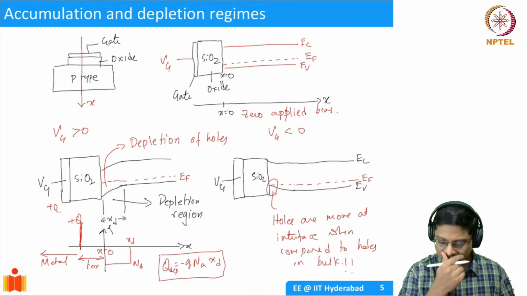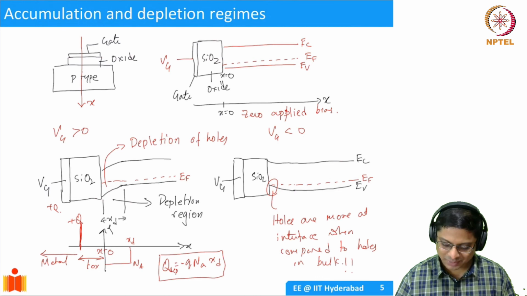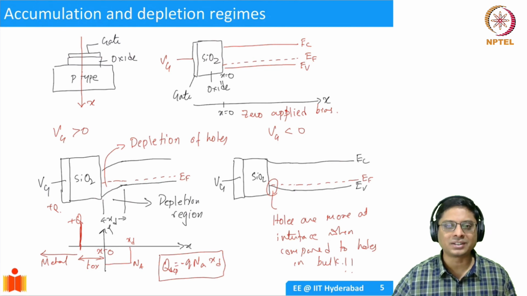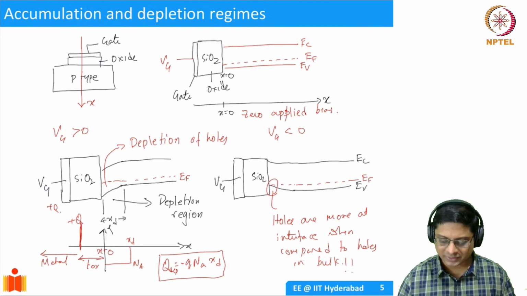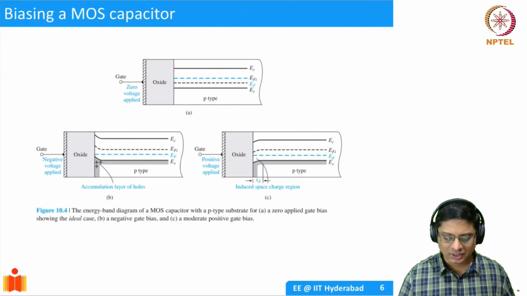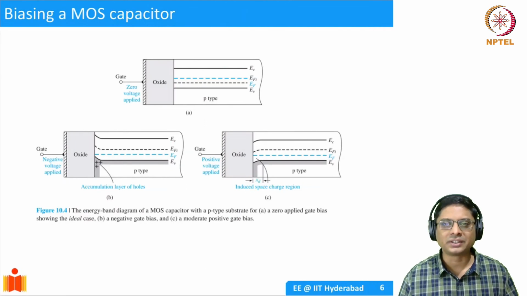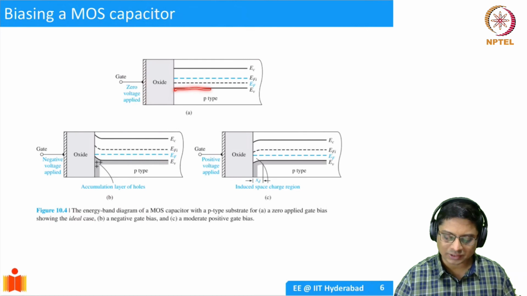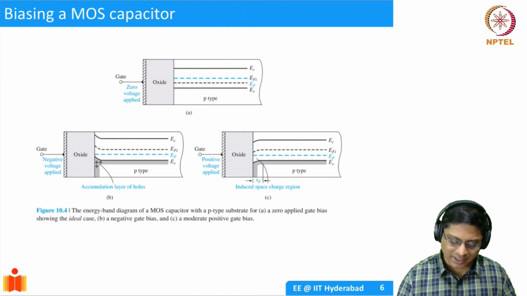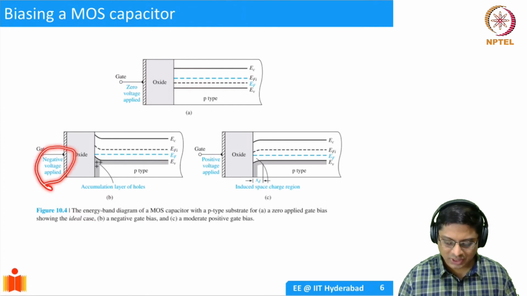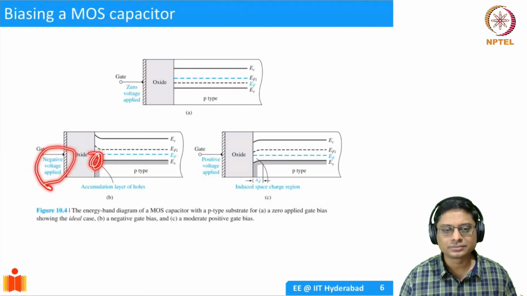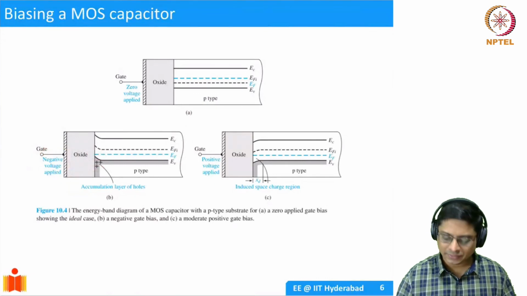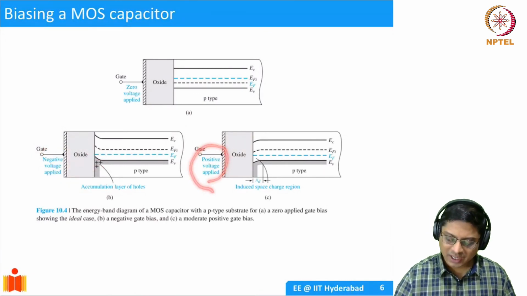So let me show you this is my picture. I hope it helped you understand the process of drawing these diagrams. I'll quickly show you the result. This is from the textbook. You could read up a little bit and then understand if you are unclear about something here. So the same thing that we have been talking about. If you have zero applied voltage, your bands are flat, EC, EV, EF, and so on. Now, if you apply negative gate voltage, you have accumulation of holes here. And if you have positive gate voltage, we have depletion of holes.